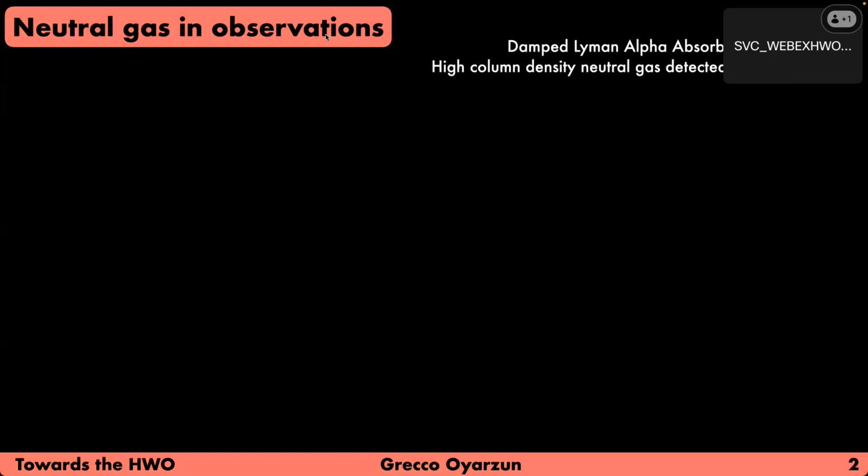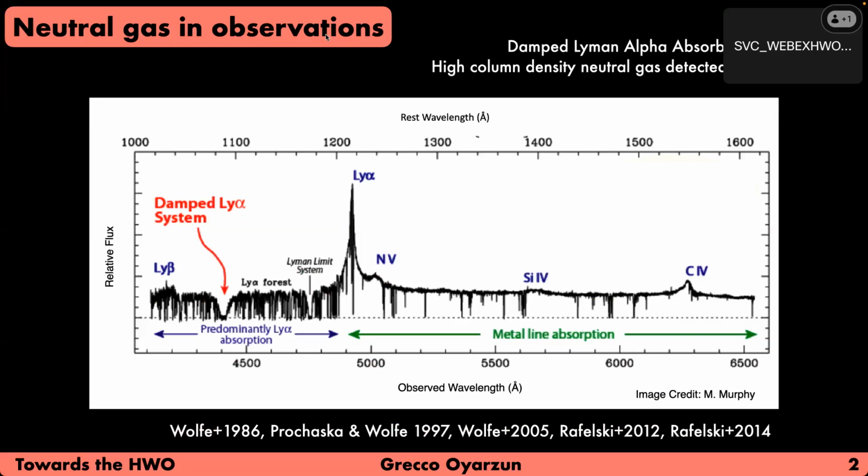A DLA is a neutral hydrogen gas cloud that's detected in absorption, and it features a particularly high neutral gas column density. So what does all of that mean? We take the spectrum of a background ionizing source like a quasar, take a high resolution spectrum like what we see here, and sometimes you identify high equivalent width absorption features, such as the one that's highlighted with the red arrow, and that's a DLA. And here the key feature of the DLA is the high equivalent width of the absorption feature, which is indicative of the high column density that I was referring to.